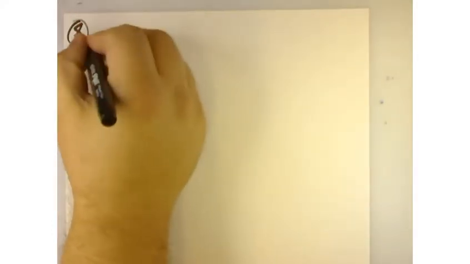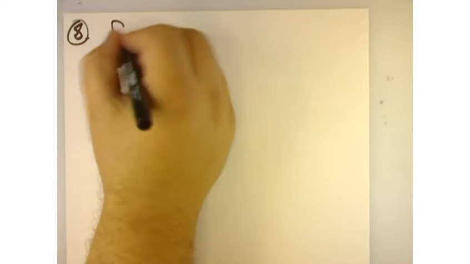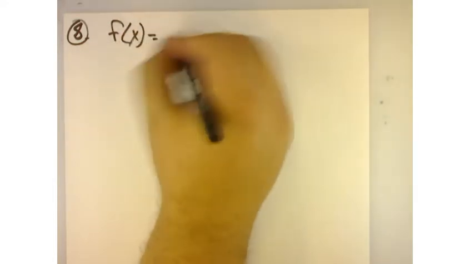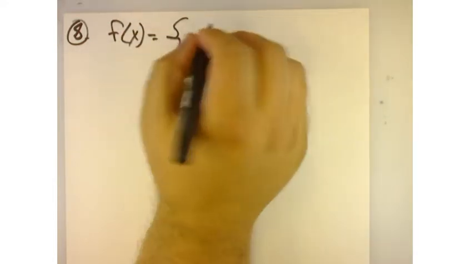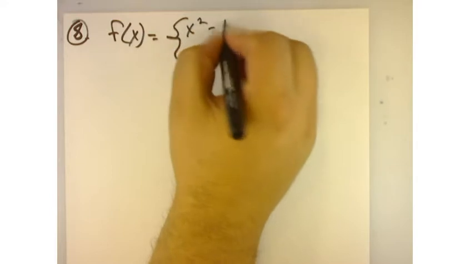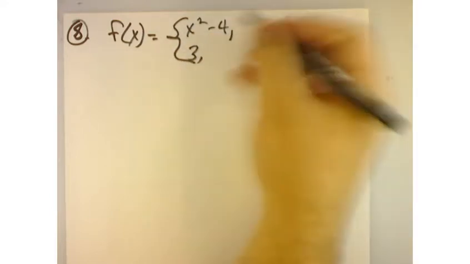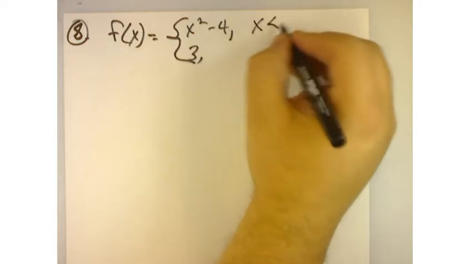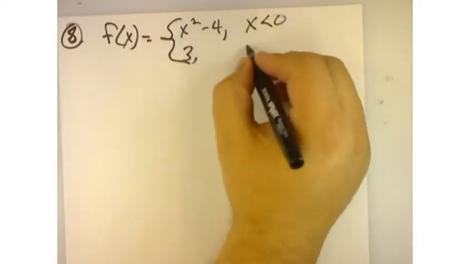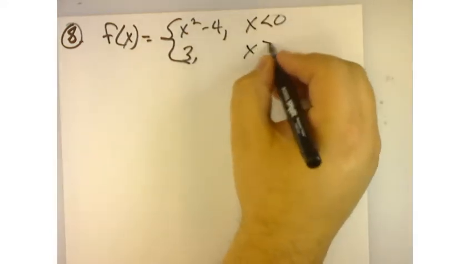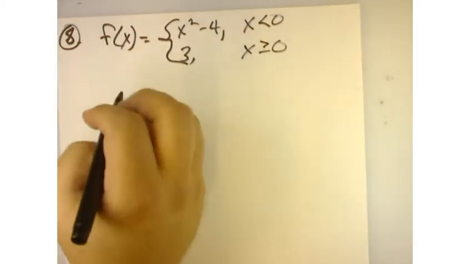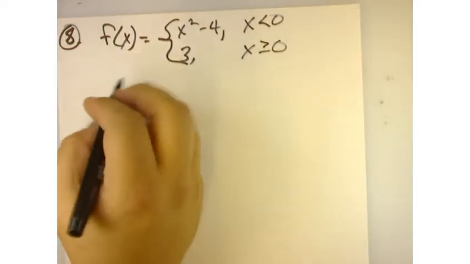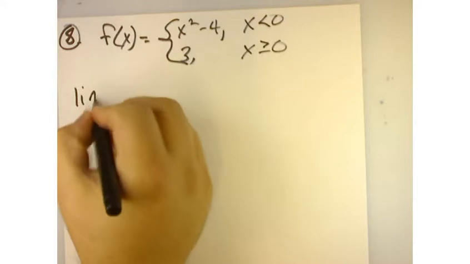Problem number 8 is a piecewise function. We have x squared minus 4 for x less than 0, and 3 for x greater than or equal to 0. And then the other thing that we need is they ask us to do 3 things.